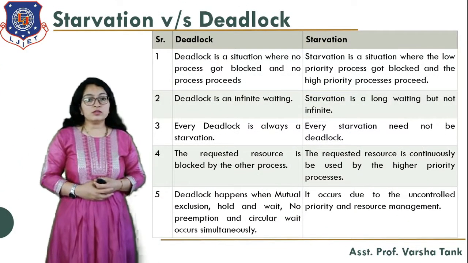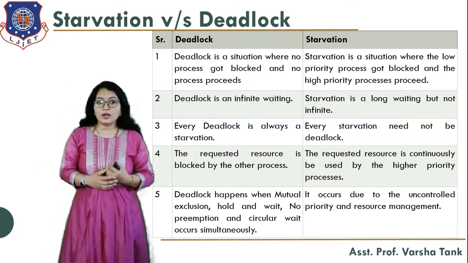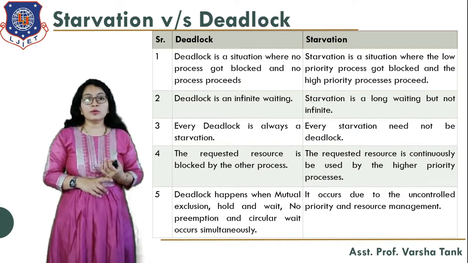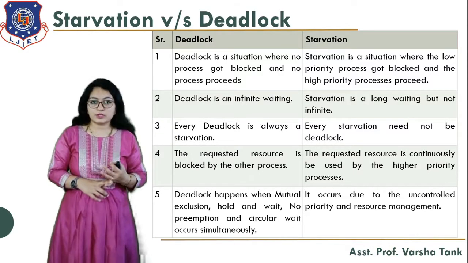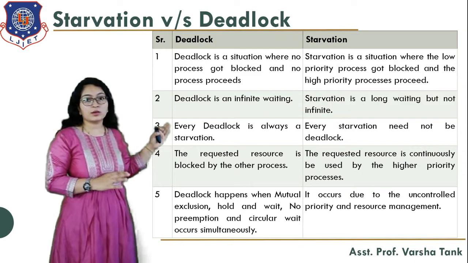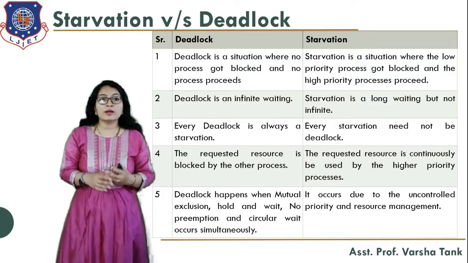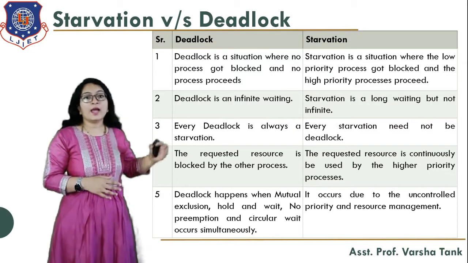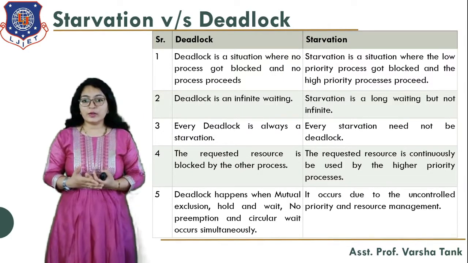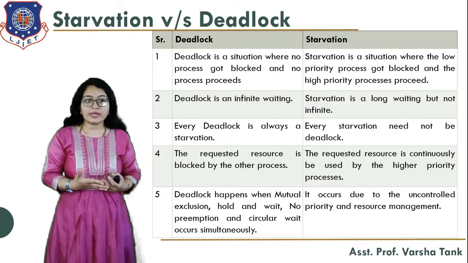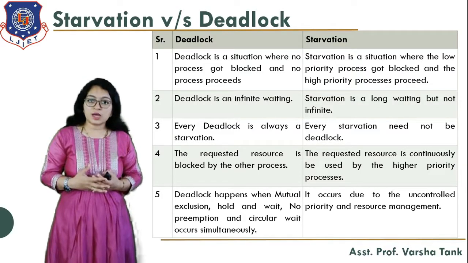Now, what is the difference between starvation and deadlock? Here you can see the first difference. Deadlock is a situation where no process gets unblocked and no process proceeds. In this, no process can make progress. Starvation is a situation where the low priority process gets blocked and the high priority process proceeds. Deadlock is infinite waiting, whereas starvation is a long waiting but not infinite. That means the process will get the chance for execution in starvation.